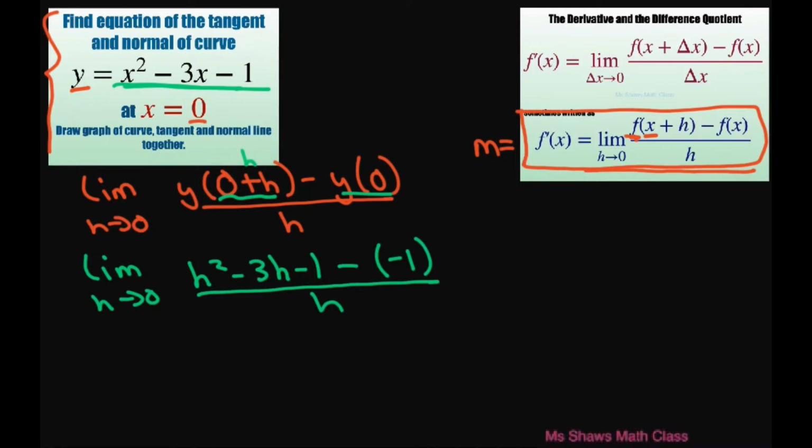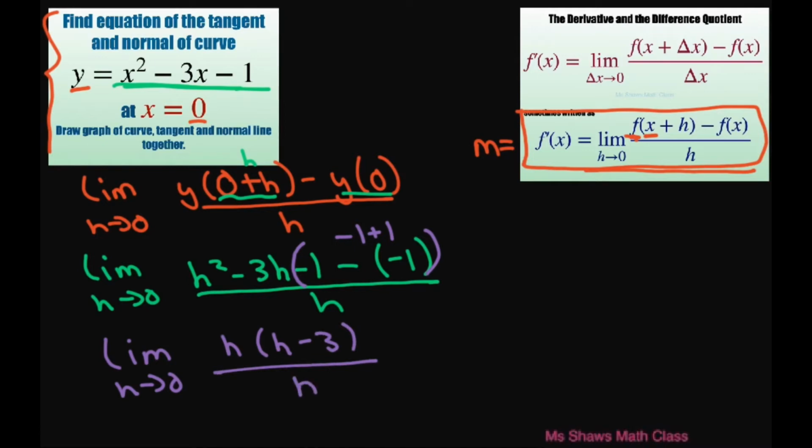Basically, what's going to happen, I think we can do this here. This piece right in here is going to be negative 1 plus 1, so that's just going to be 0. So we're going to have the limit as h approaches 0 of, and I'm going to factor out an h, h times h minus 3 divided by h. And then when you cancel out the h's, we can apply the limit. And when you substitute h for 0, you're going to get negative 3. So our slope equals negative 3.